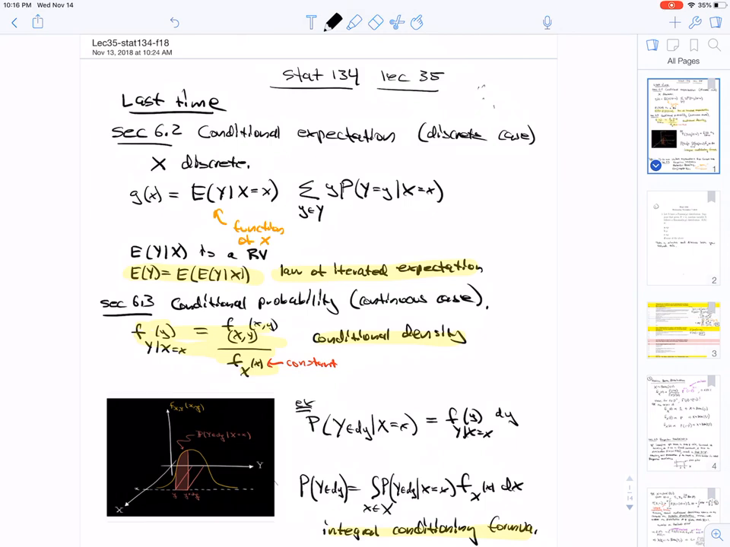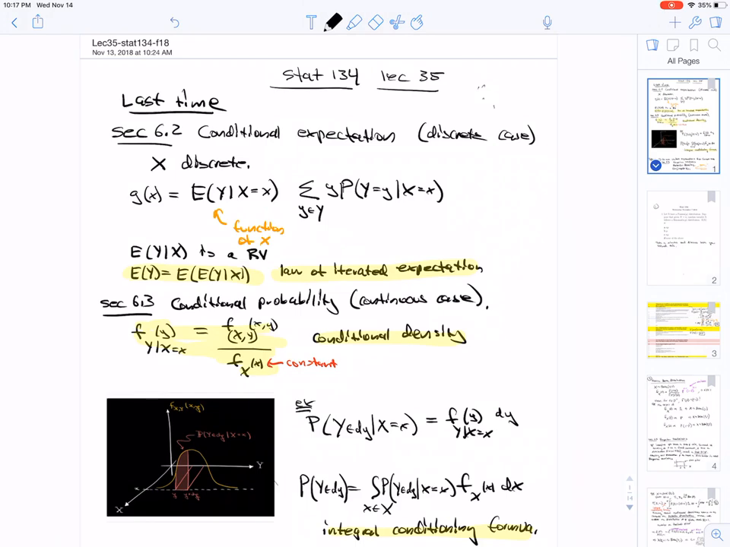Last time, seems like a long time ago, we covered Section 6.2, Conditional Expectation, the discrete case. We learned that the conditional expectation is a function of x, what you're conditioning on, and you're essentially weighting all of the values of y by its conditional probability. And the conditional expectation is a random variable, so you can take its expectation, and that is the expectation of y, and that's called the law of iterated expectations.